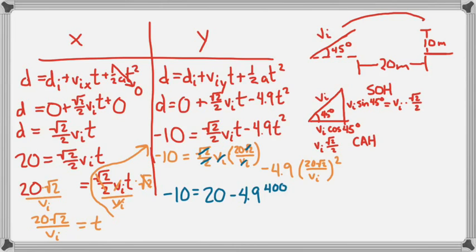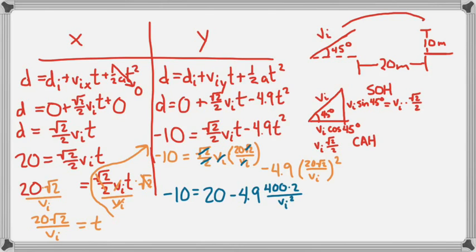And root 2 squared is 2. And then v sub I, and let's make sure that we square that. All right. So this is an equation that you can simplify and solve for v sub I.